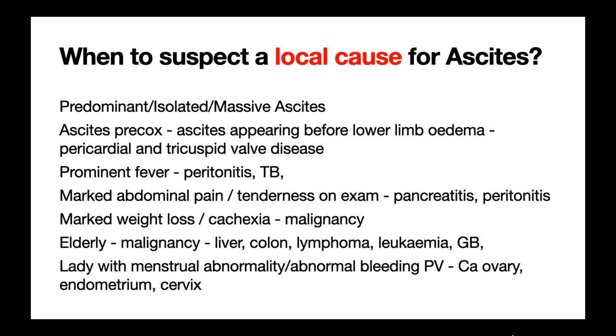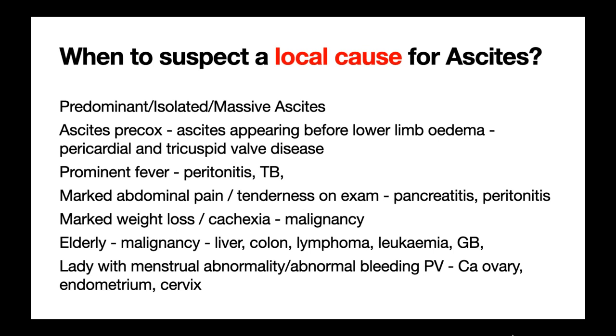So when should you suspect a local cause? When you have a predominant or isolated or early or a massive ascites, where the ascites is the predominant feature, the other body parts are not edematous, or the ascites presents very early, what is called ascites precox, where the ascites is appearing much before the lower limb edema. So classically, that is seen in pericardial and tricuspid valve disease. Okay, but the other symptoms, like if the patient has prominent fever, then peritonitis and tuberculosis should be high on your differential.